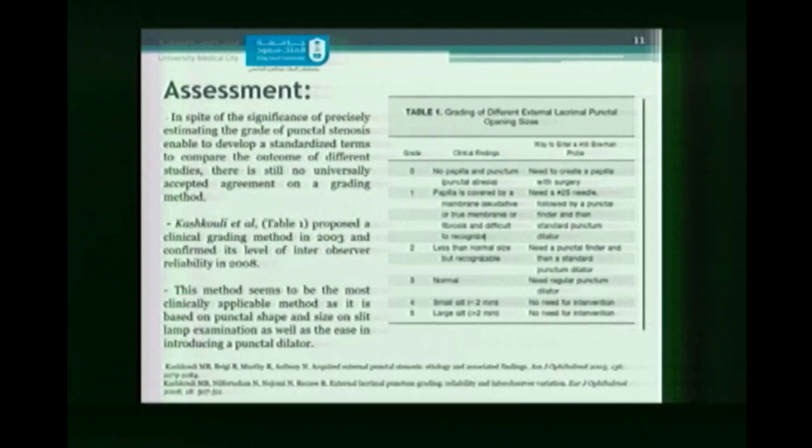I will not start from the beginning, so let's start from number 3. Grade 3 is the normal punctum that you and I have. Grade 2 is a smaller punctum, but still recognizable. Grade 1 is where there is a membrane over the punctum, and grade 0 is punctal atresia, where no punctum is seen at all. Grades 4 and 5 are larger puncti, which we clinically label as punctal slit.